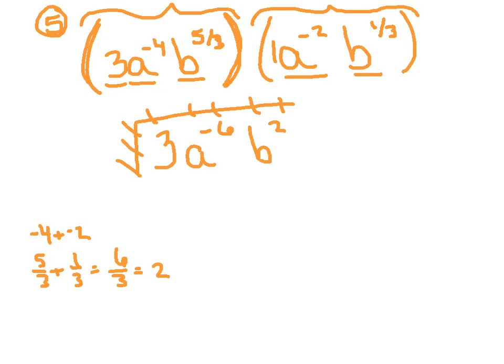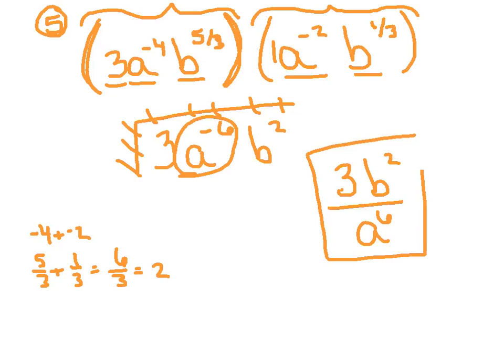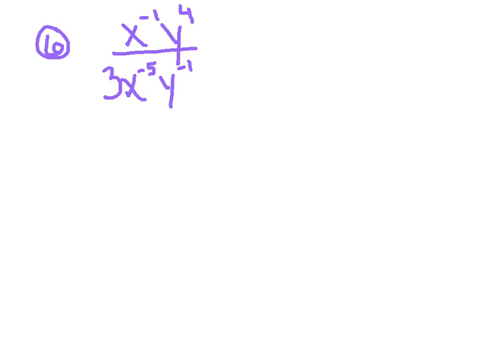Good math etiquette: we're going to rewrite this so that all exponents are positive. Notice I left the 3 and the b squared in the numerator. The only term or factor that I moved to the denominator was the a to the 6 because this is the only factor that had a negative exponent. All the others were good to go already. Now we could say that this is our final answer.